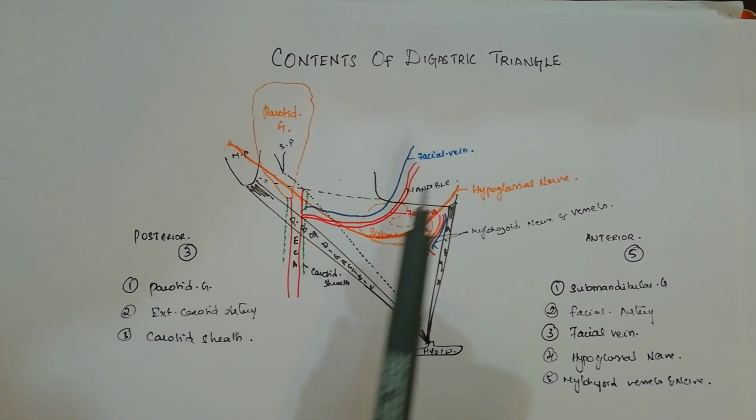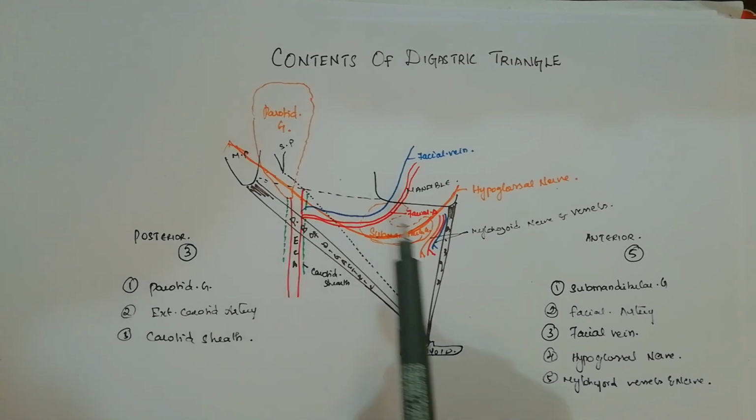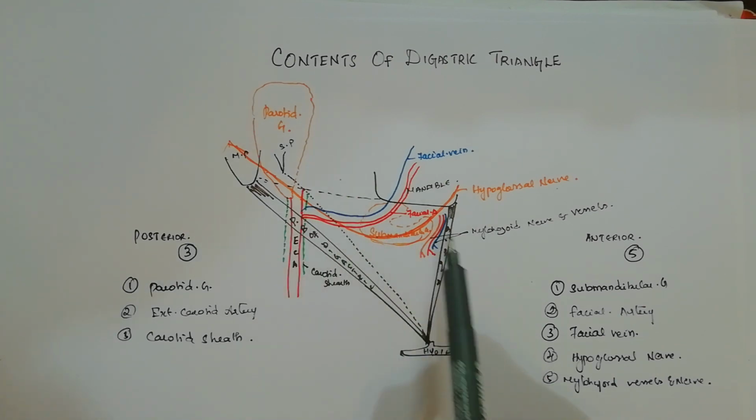While you are explaining any triangle, you have to explain first the boundaries of that particular triangle. Along with that, you have to tell about the contents of that particular triangle.